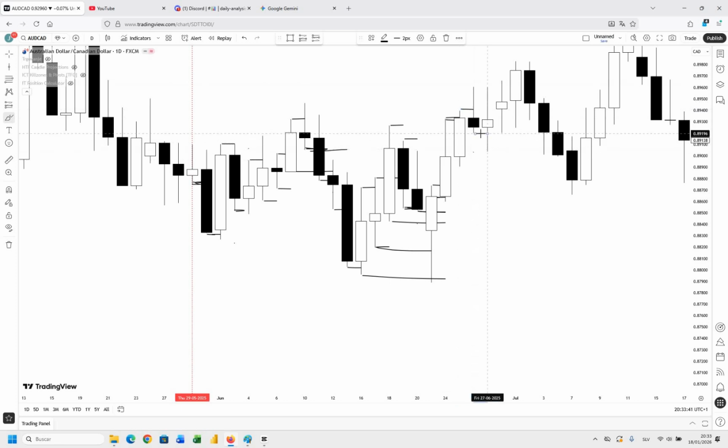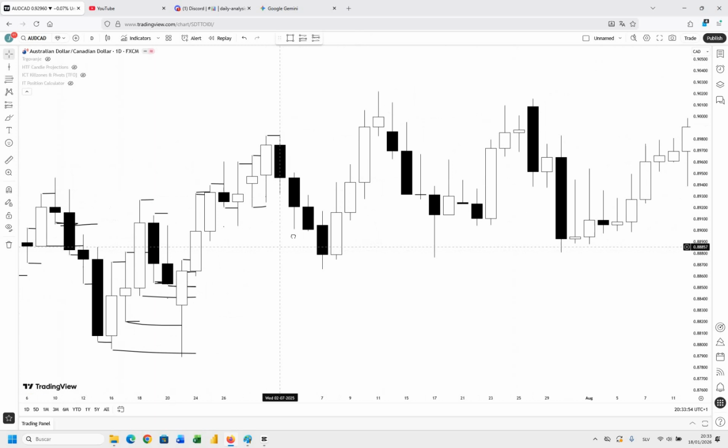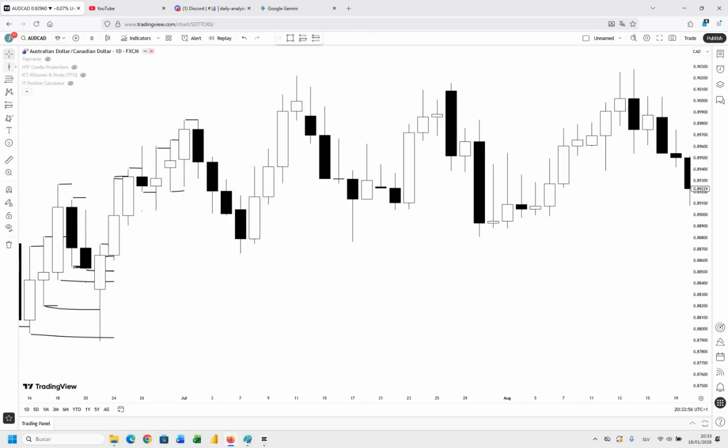We sweep, target is here. We sweep, target is here. We sweep, target is here. We close above it, target is here. This next candle, I can see that it doesn't close above it, so target is the high. Then instead this candle closes below this one and sweeps all of that liquidity, so target is here.